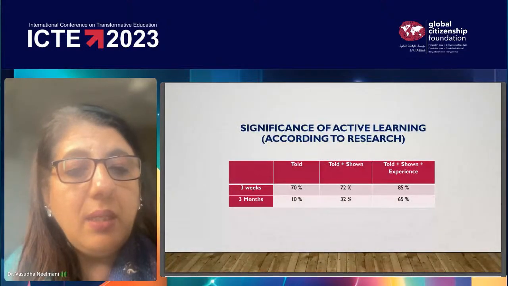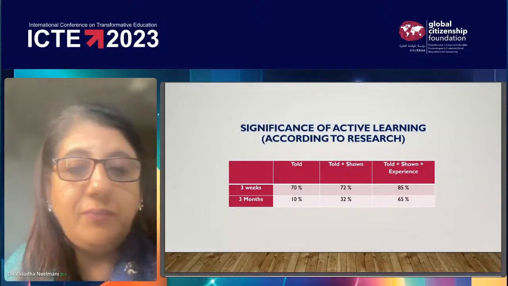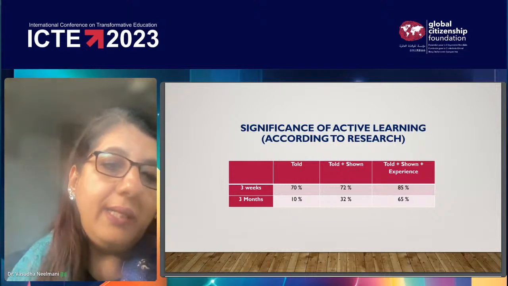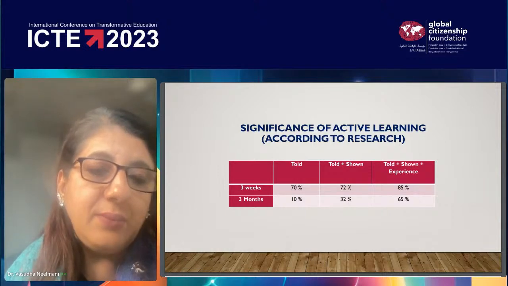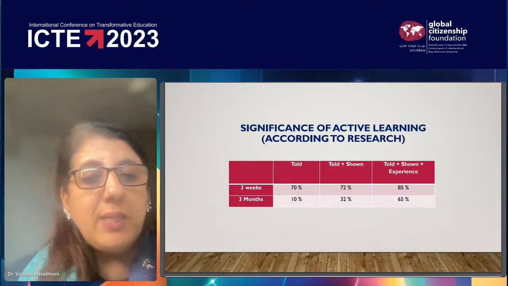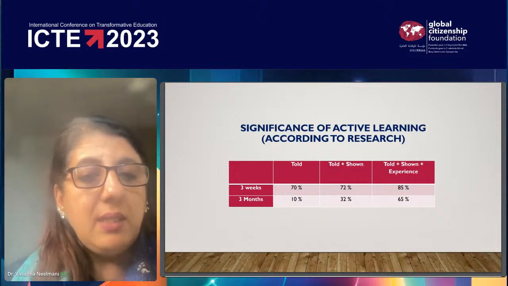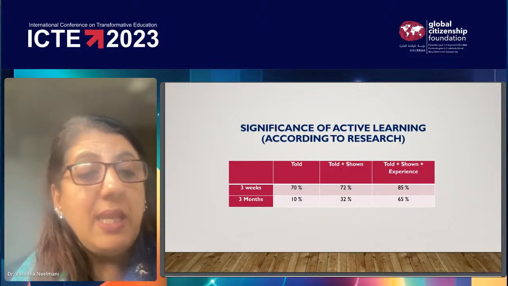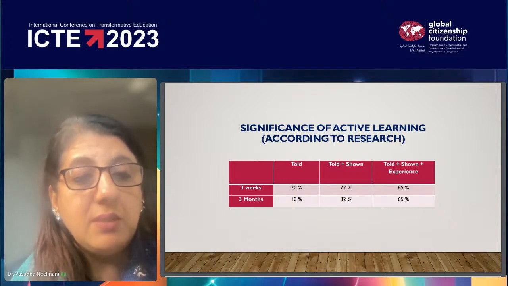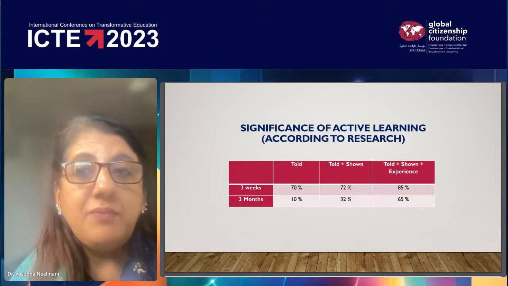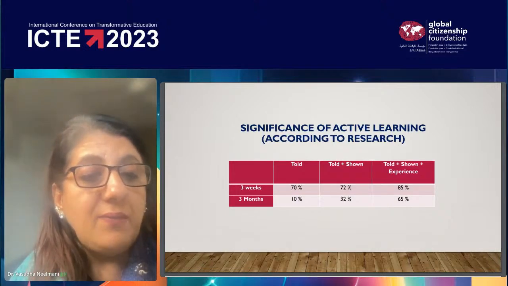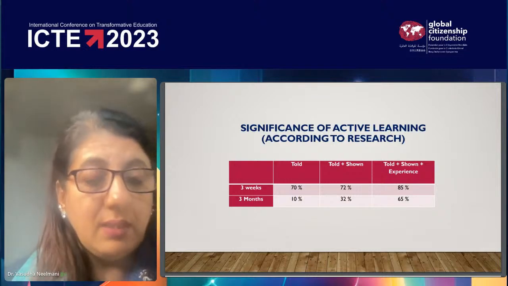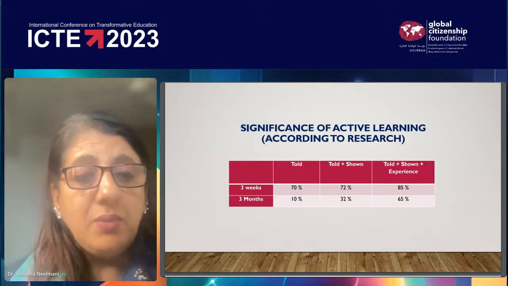So, when we use this concept of active learning, wherein they are exposed to all kinds of performing arts, all the kinds of creativity, it is said that when a student is told, after 3 weeks he remembers 70%. When he's told plus shown, 72%. But when he experiences this, told plus shown plus experience, after 3 weeks it is 85%. And after 3 months, it is a staggering 65%. So that talks a lot about this active learning aspect in the role of education.